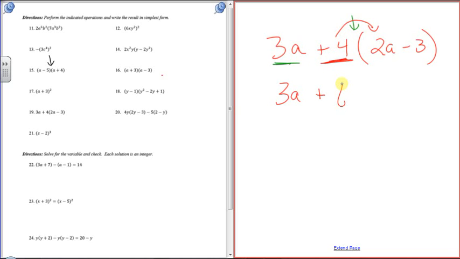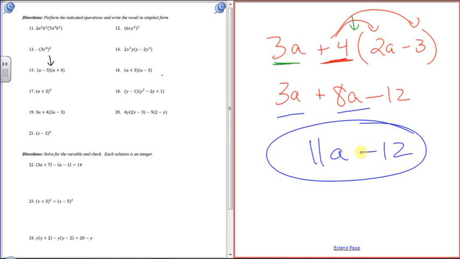Plus 4 times 2a gives me plus 8a. Plus 4 times negative 3 gives me negative 12. And we always want to check to see if there's anything that can be combined. That'll be combined to give me an 11a minus 12. There's your answer. Good to go.